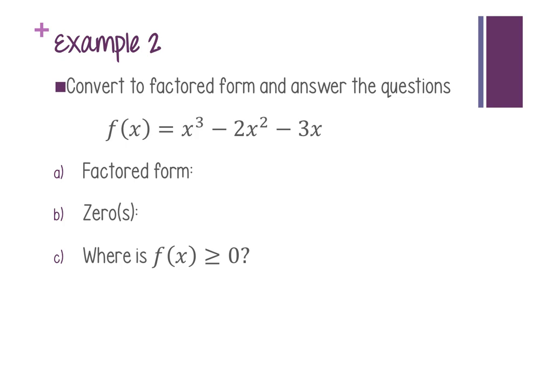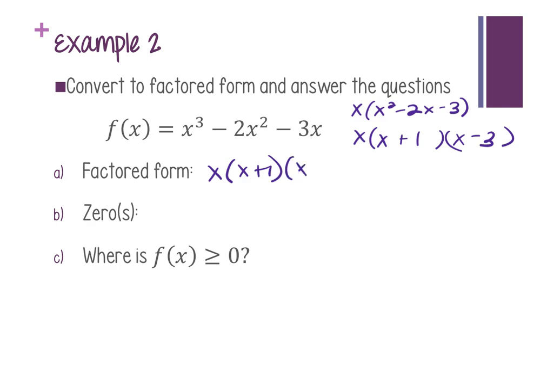What would you do first? Take out an x, and I'd get x squared minus 2x minus 3, and then that factors into what? x plus 1 and x minus 3. Good. x plus 1, x minus 3. Order doesn't matter. So it would be x times x plus 1 times x minus 3. So then what are the zeros from that form? 0, -1, 3. Good.